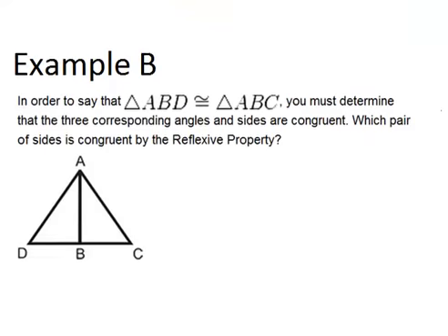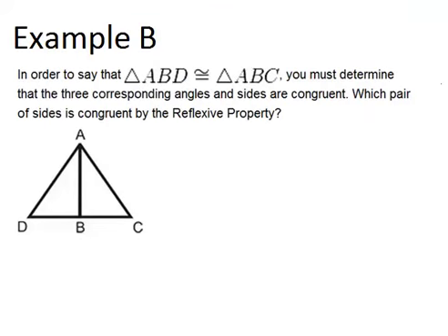Let's go on to example B. In order to say that triangle ABD, so that's the triangle on the left, is congruent to triangle ABC, so that's the triangle on the right, you must determine that the three corresponding angles and sides are congruent. Which pair of sides is congruent by the reflexive property? So the reflexive property is when you're saying that anything is the same as itself. So in this situation, you should look for, are there any angles or sides that appear in both triangles?